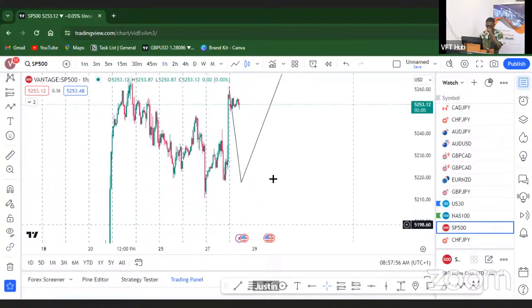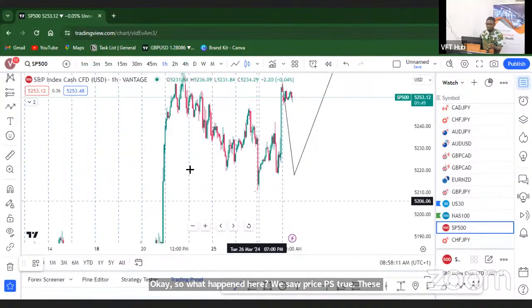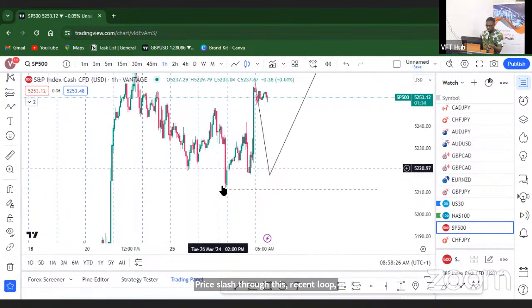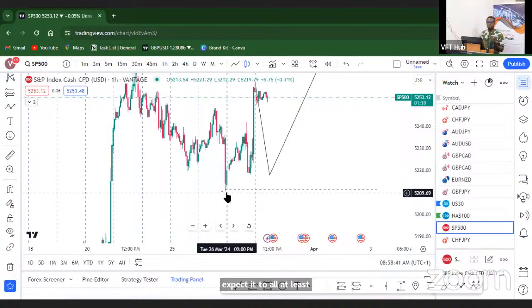Okay, so what happened here? We saw price pierce through this previous low, which is the recent low. Price slashed through this recent low and cleared every single thing to the left-hand side, which makes this point a very strong point. We expect it to hold at least long enough to deliver a 1:3 or 1:2 setup minimum. If it's eventually going to get violated, then it will. But we expect price to at least deliver that to us first before it moves.